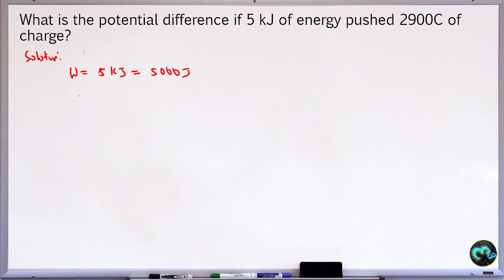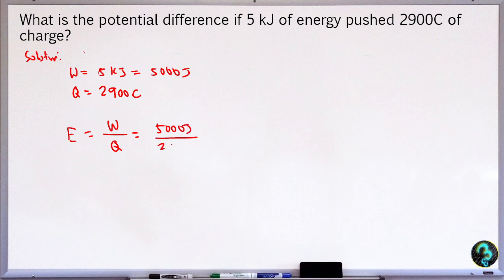Then the 2,900 C, where C is coulomb, will be our charge. So 2,900 coulombs. The voltage is equal to work over charge. So what will the answer be? We have 5,000 joules divided by 2,900 coulombs.